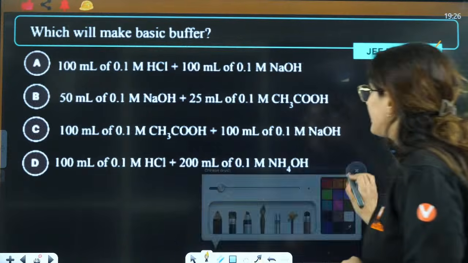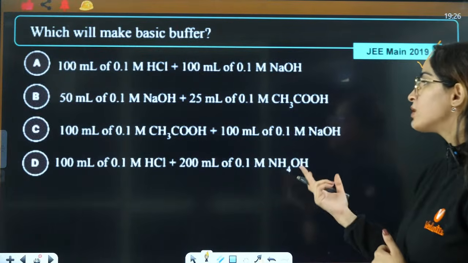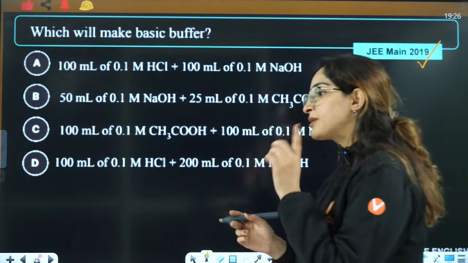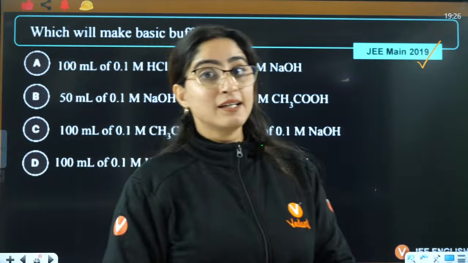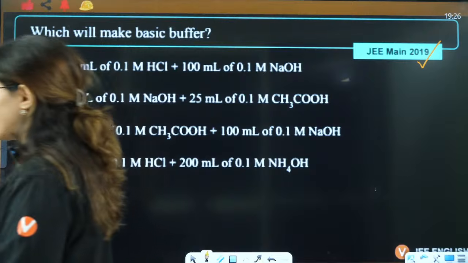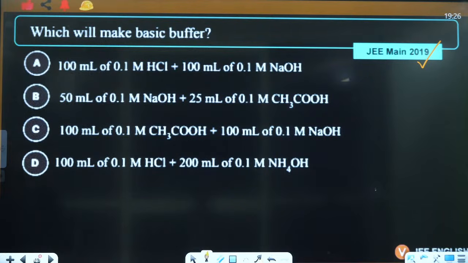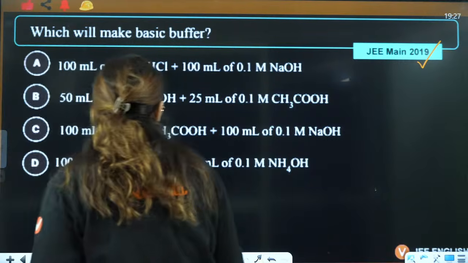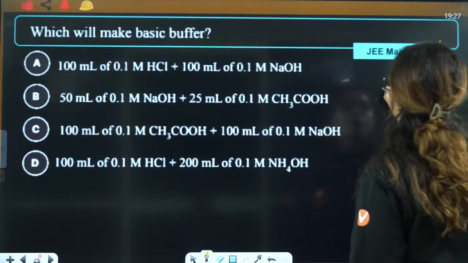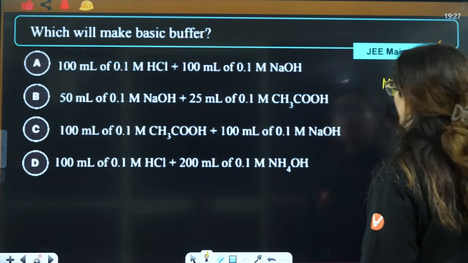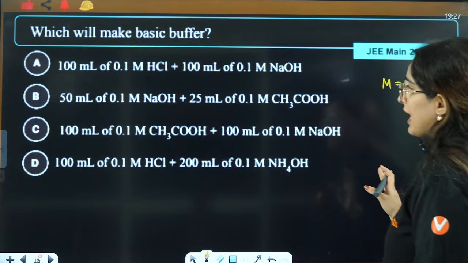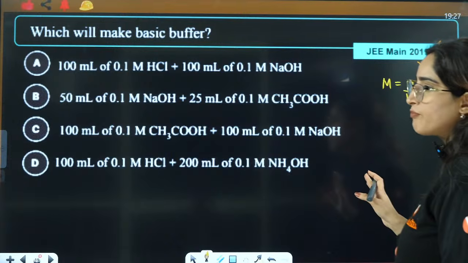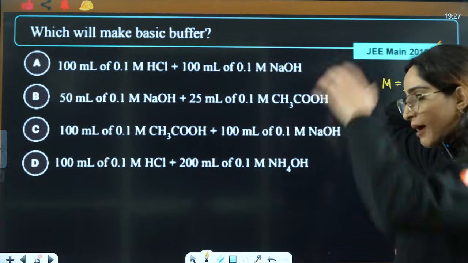Next is a 2019 question, which will make a basic buffer. Now here, if you see, the number of moles is given to you, volume is given to you, that means you will calculate the number of moles here, right? Directly it will be tough, but you have to calculate the number of moles. How do you calculate the number of moles? What is molarity? Molarity is equal to number of moles by volume. Let's calculate the number of millimoles. I'm not calculating the number of moles, I'm calculating the number of millimoles here. Why are you calculating the number of millimoles?